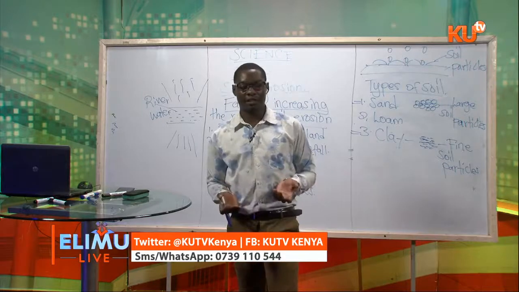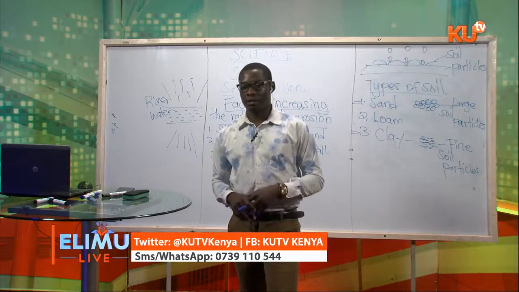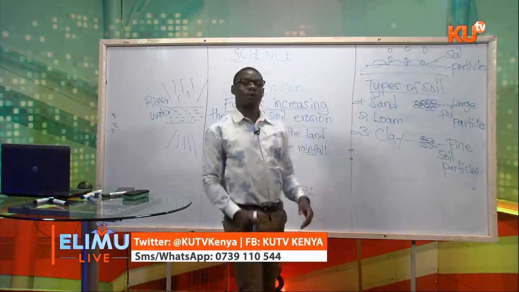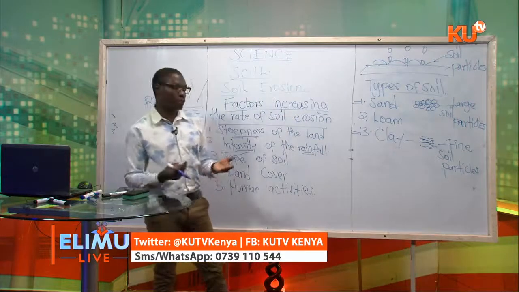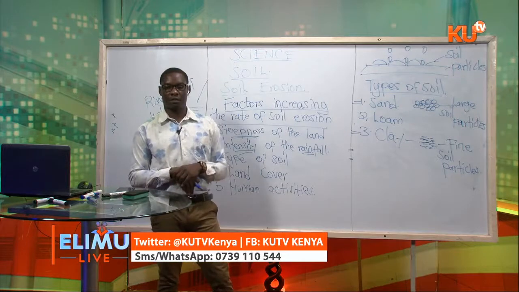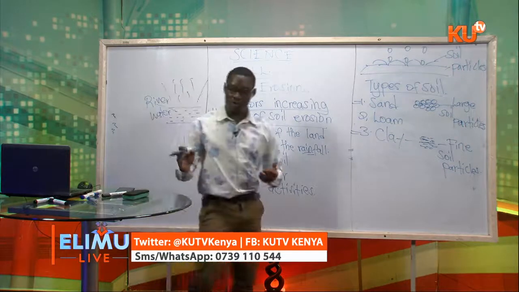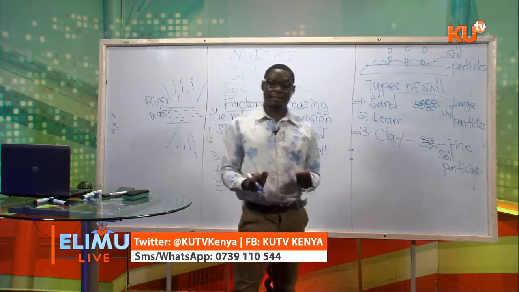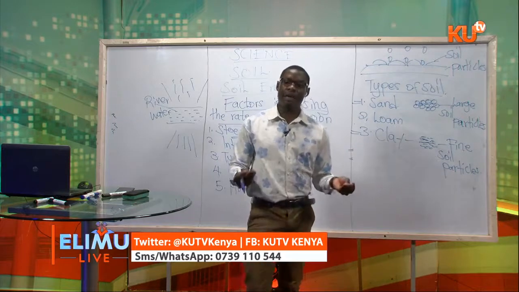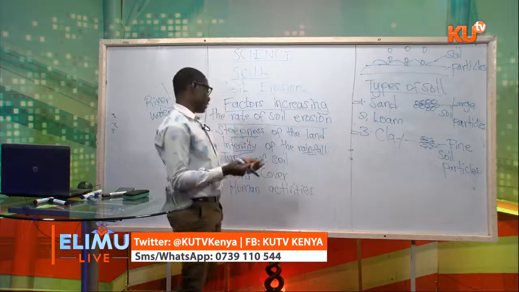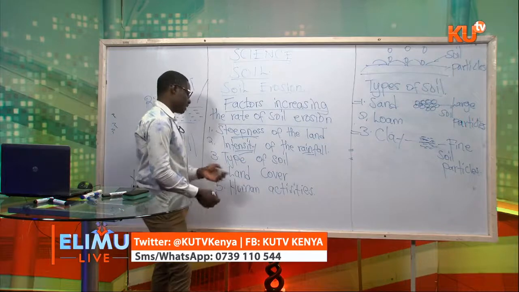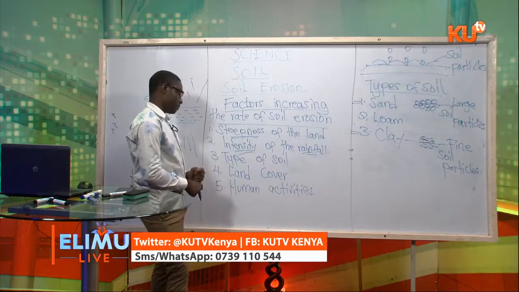If there is plant cover, take for example cover crops like grass, when we have raindrops, they will not be able to hit the ground. Or when we have water flowing, these plants, which are the plant covers, will be able to reduce the rate of the water that is flowing. So that is the fourth factor.